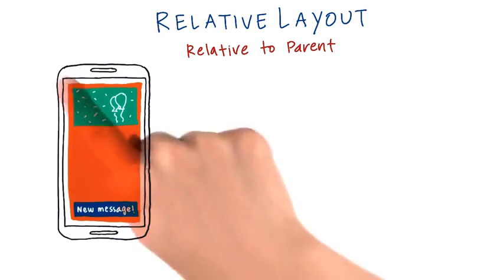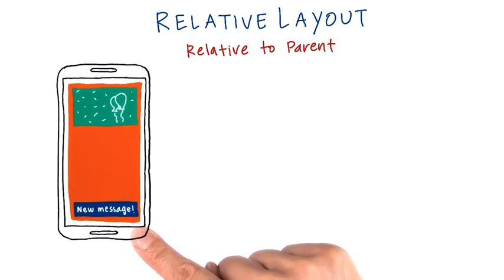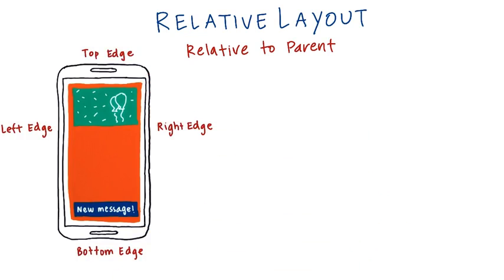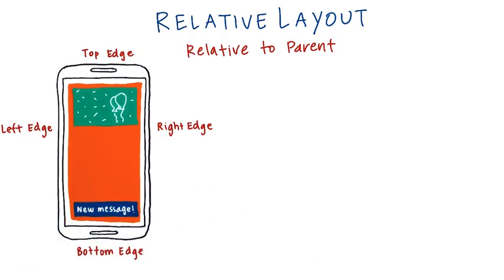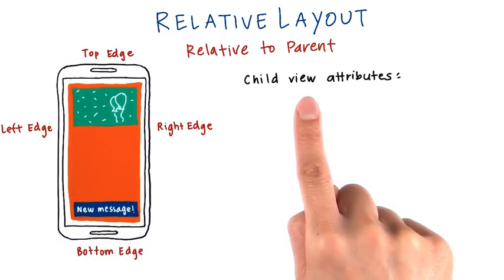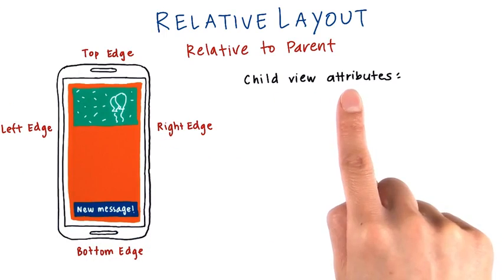For this example, this parent relative layout is set to have width of match parent and height of match parent, so it's as big as the device. The children inside the relative layout can be positioned relative to the parent's left, top, right, or bottom edges. This is the code for it. On the child view XML elements, for example for the image view or text view, you would add these attributes.